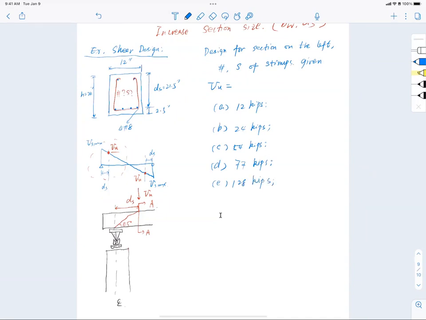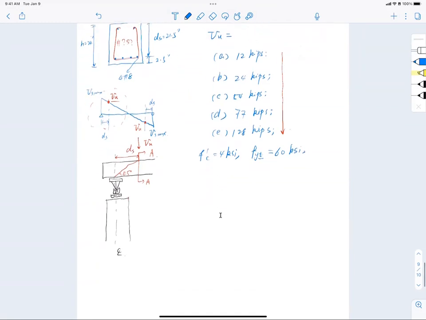Okay. We want you to design for this, right? It's a gradually increasing fashion. And given the design parameters, f'c equal to 4 ksi, normal concrete, and yield strength for the stirrups, that's fyt, equal to 60 ksi.